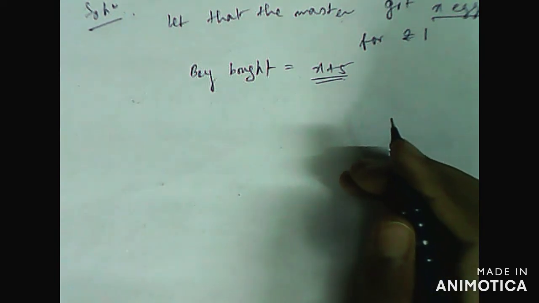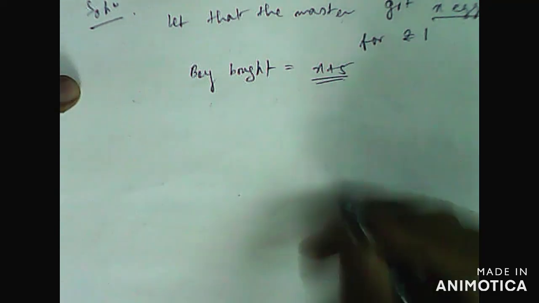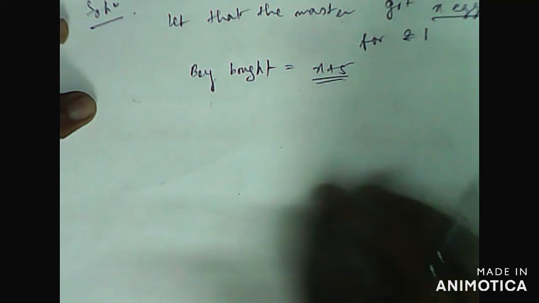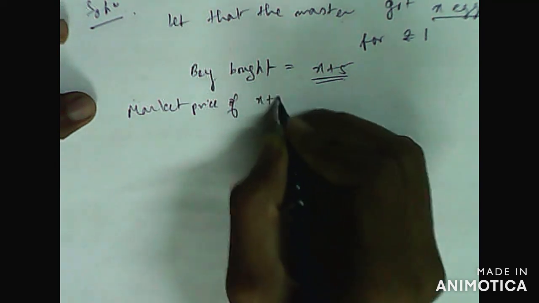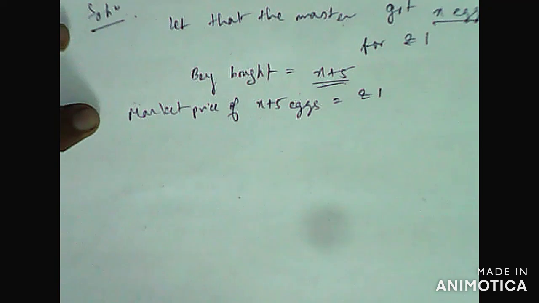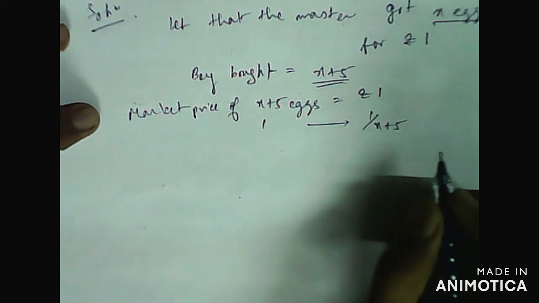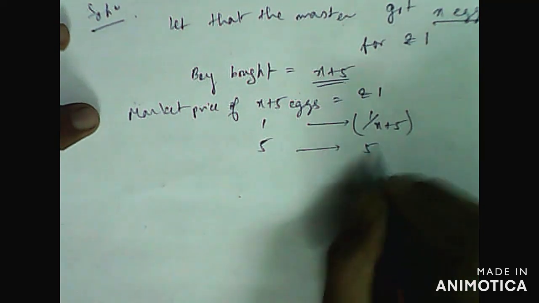Now it is written that he broke 5 on his way home, and his master had therefore to pay at the rate of 5 paise more than the market price for 5. Right? So see, the boy bought x plus 5 eggs for rupees 1. So the market price of x plus 5 eggs is equal to rupees 1, right? So what will be the market price of 1 egg? Market price of 1 egg will be 1 by x plus 5. And here it is written that he had to pay at the rate of 5 paise more than the market price for 5, right? So market price for 5 will be 5 by x plus 5.